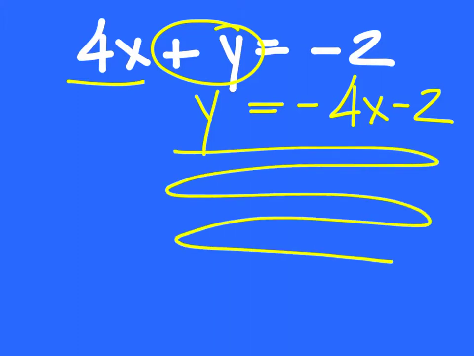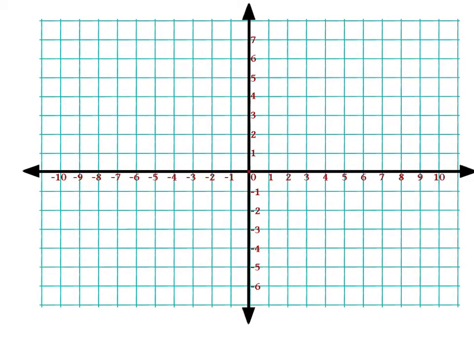Anytime you end up with nothing next to the y, not a sign or a number, then it's just finished. So you have to graph y equals a -4x minus 2. So put a dot on -2 on the y-axis and go down 4 and to the right 1.